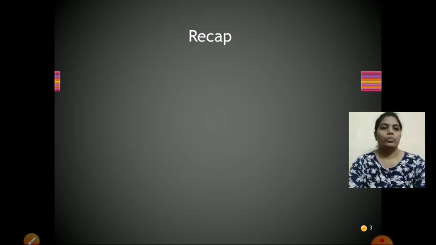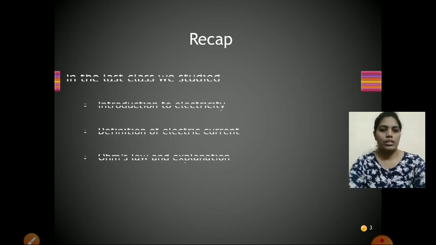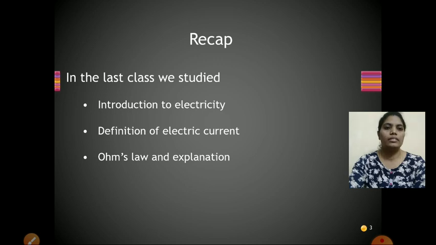Now, let us recall what we learned in the previous session. In the last class, we studied about introduction to electricity, definition of electric current, and also we learned about Ohm's law and its explanation. So, what is electricity?